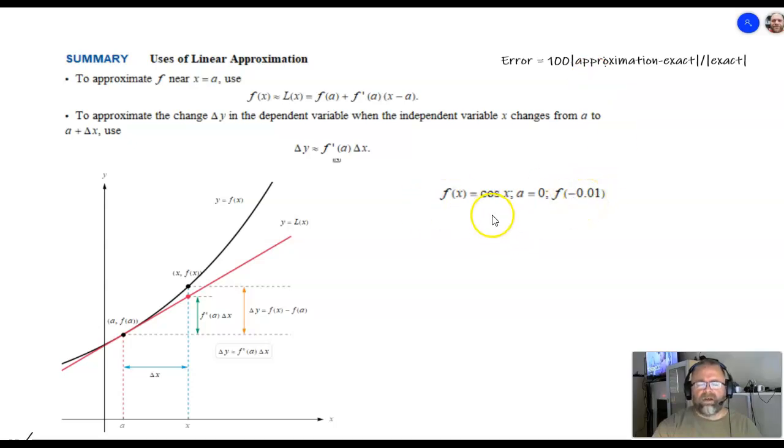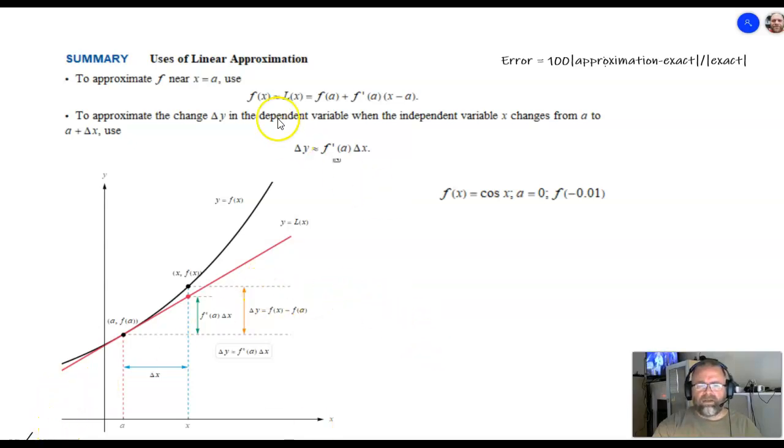All right, so first come up with the equation where a is equal to 0, and then we're going to plug in the x value here of negative 0.01 to actually get what that y value is approximately, and then we're going to calculate the error. So go ahead and pause it, and if you want to give it a try, when you're ready, unpause it, and we'll go through the solution.